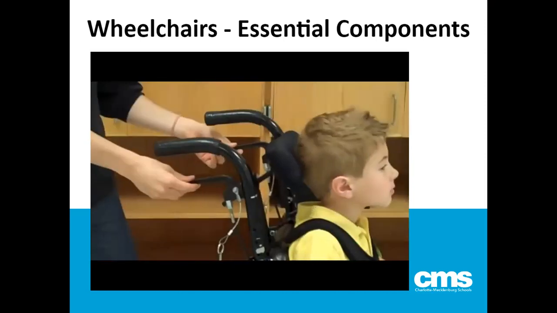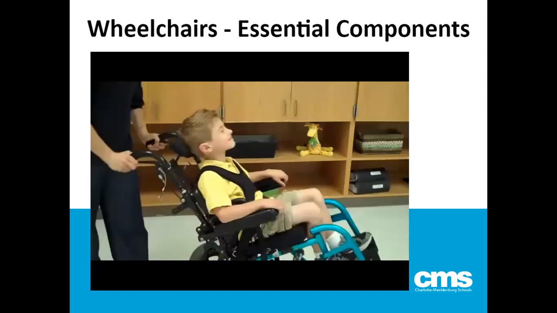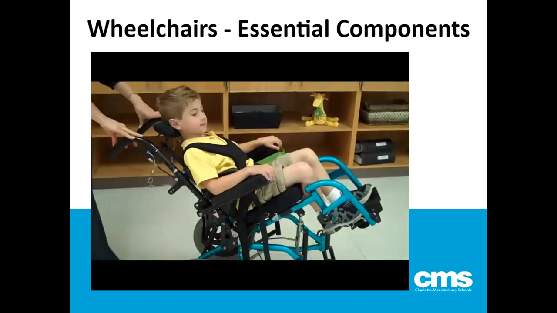When a student is in tilt, it can make the wheelchair more unstable. You can be tempted to hang heavy backpacks on the wheelchair handles, but this increases the risk for tipping and can eventually cause damage to the wheelchair.